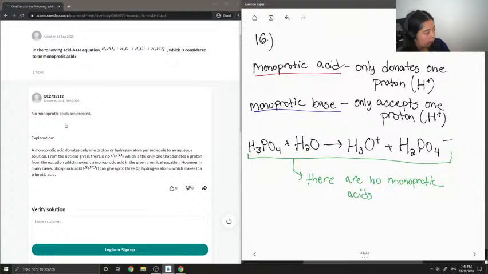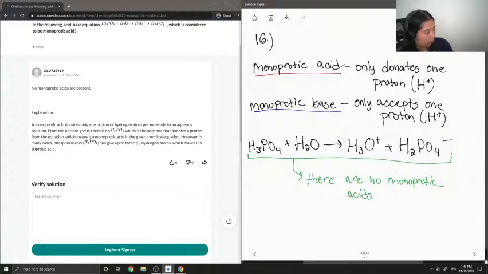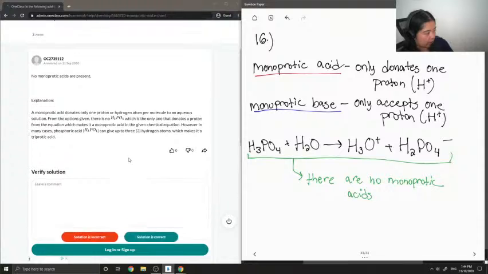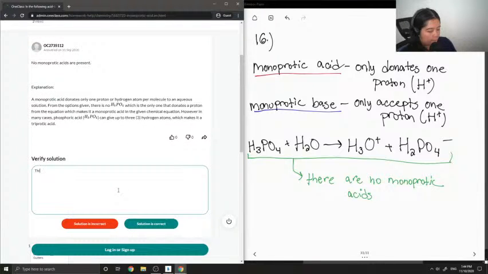No monoprotic acids are present. A monoprotic acid donates only one proton per molecule to an aqueous solution. From the options given, there is no H3PO4, which is the only one that donates a proton. However, in many cases, phosphoric acid can give up 3 hydrogen atoms, which makes it a triprotic acid. So this solution is correct.